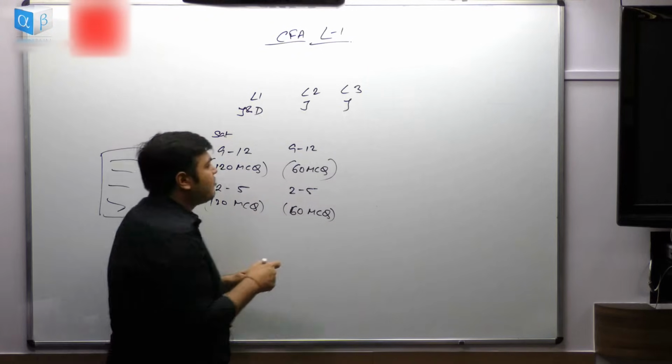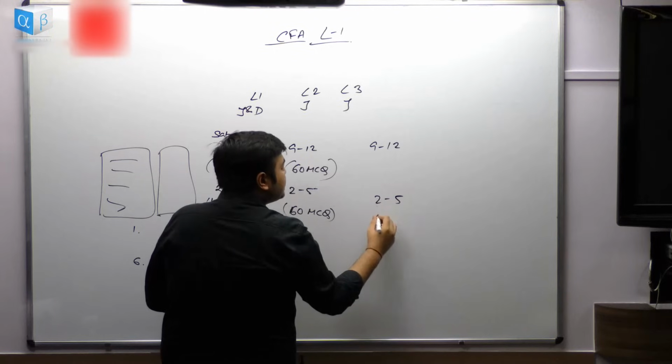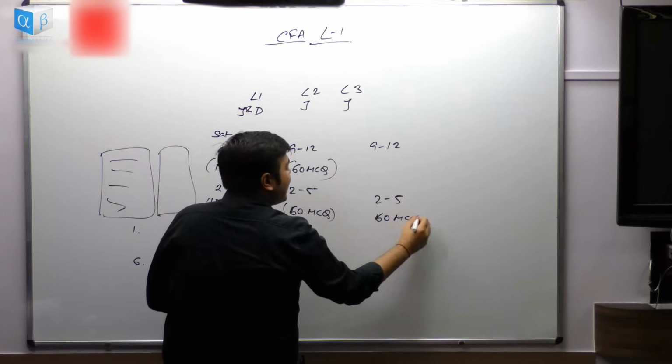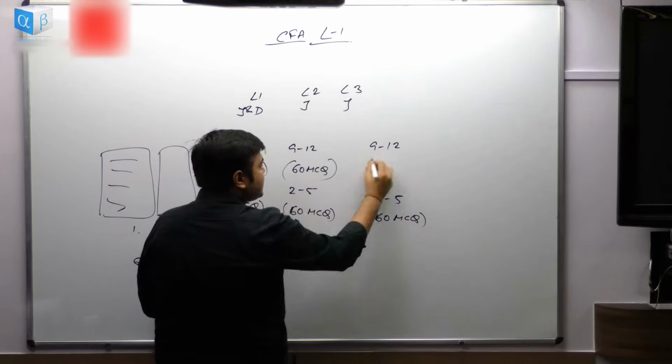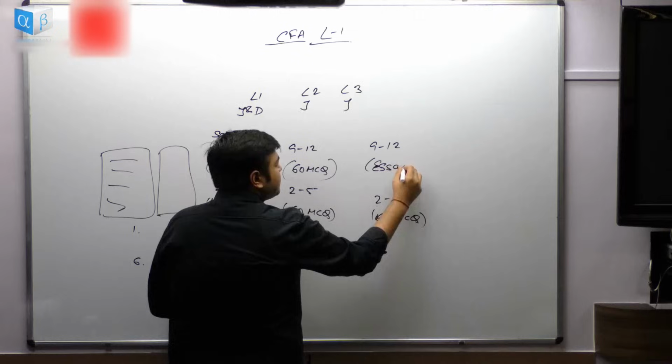When you're looking at level 3, you'll again have 9 to 12 and 2 to 5. This one will be your 60 MCQs as before, just the same in this case. But this is going to be essay type questions.